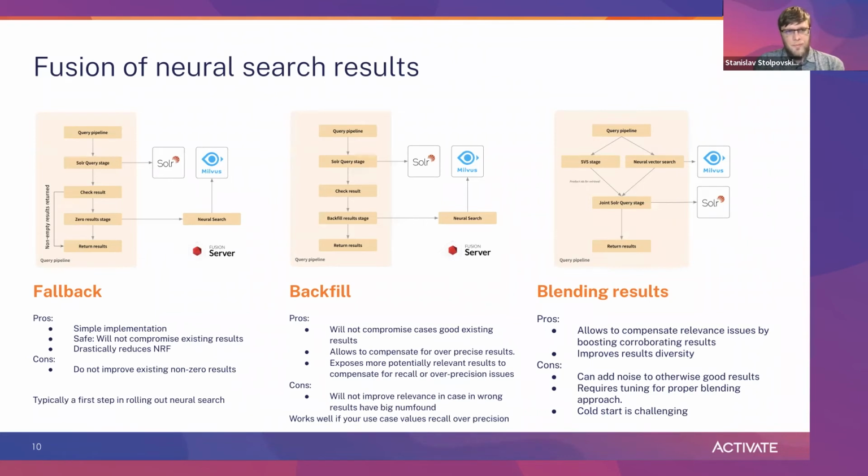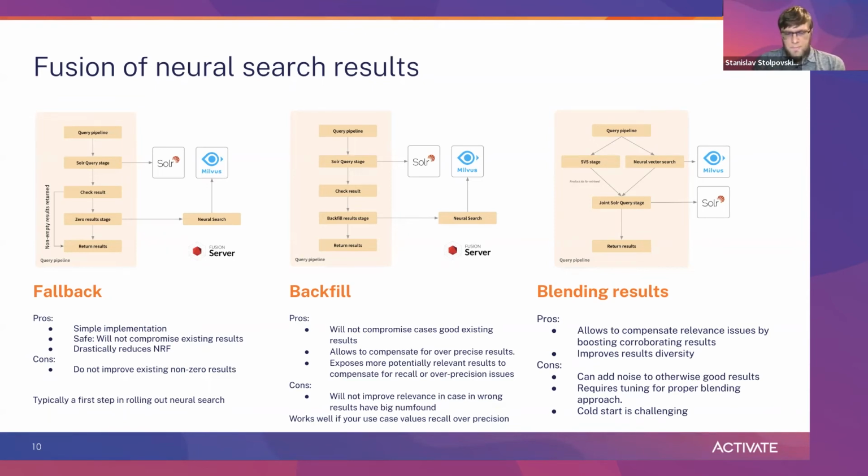First of all, and the easiest one, we can do fallback. Fallback means that if you don't have results from your term index, which you're using right now, in most cases, then you can do a simple fallback to the neural search system. It can be a CLIP-based model, or it can be a dense retrieval model, or even a combination of them. The pros of this approach is that it's simple, it's safe, not compromising any existing relevancy, but the con comes from the same concept, that you're not improving any of your existing relevancy issues.